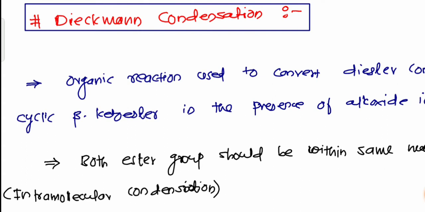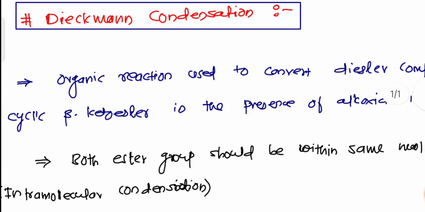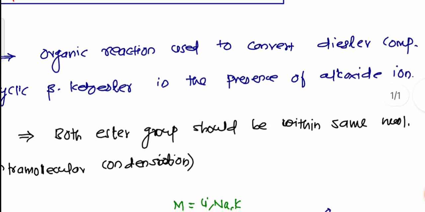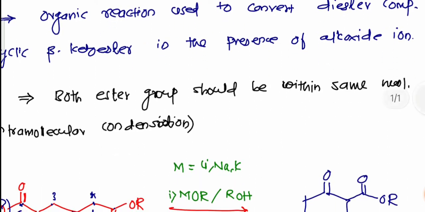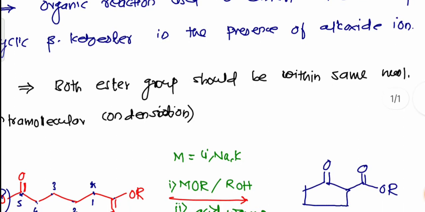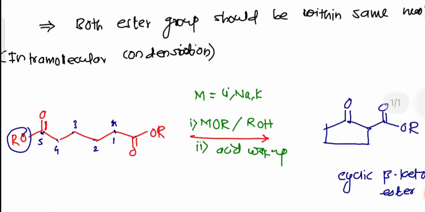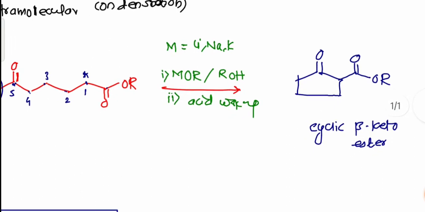So it is an organic reaction used to convert a diester compound to a cyclic beta keto ester in the presence of an alkoxide ion. Both the esters should be present in the same molecule and should have alpha hydrogen, and it is an example of an intramolecular condensation reaction. Let's see an example of this reaction. So this is a diester, and when the diester is treated with this salt, one can call it an alkoxide ion, in the presence of alcohol as a solvent, and acidic workup, it leads towards a cyclic beta keto ester.